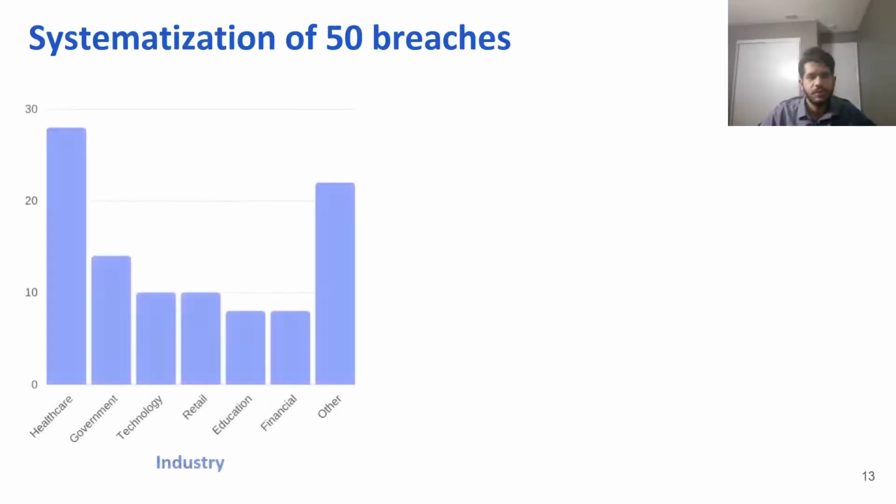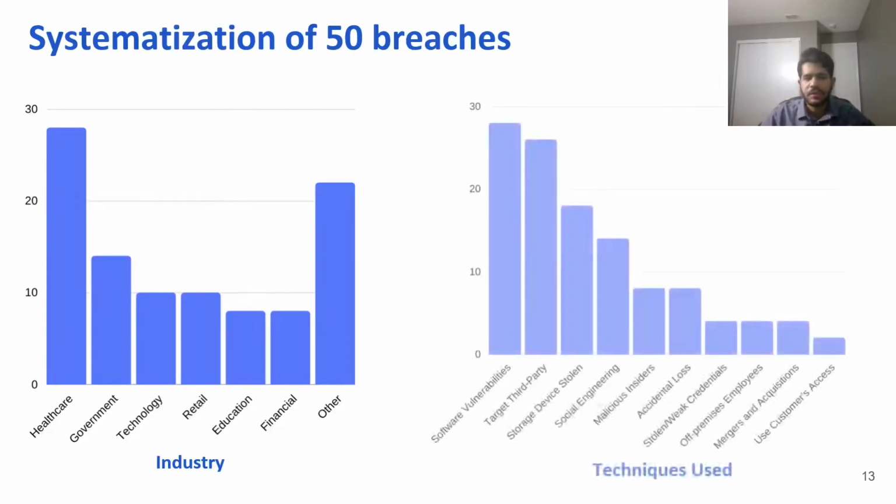This listing shows the various industries that the attackers targeted. We can see that for about 28% of the cases, they targeted healthcare sector. The government, technology, and retail sectors were also commonly targeted by the attackers. This chart shows the techniques that were commonly used by the attackers during these attacks. We can see that the attackers often exploited some sort of software vulnerabilities, or they would target third parties associated with the victim company. They also often stole devices that contain sensitive data, and they also use social engineering techniques.